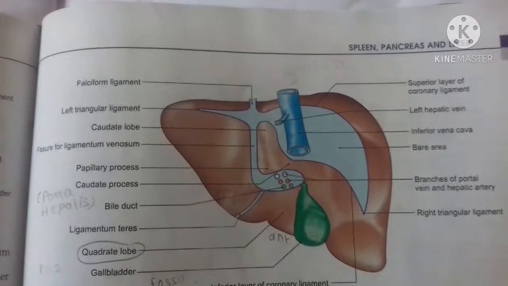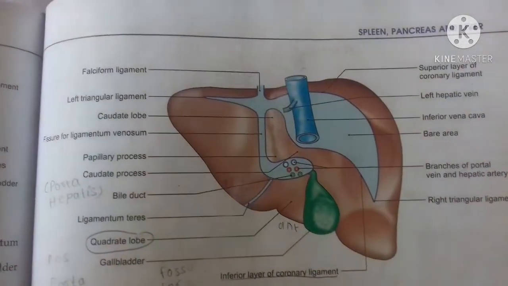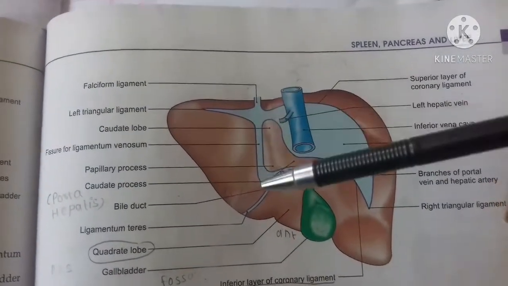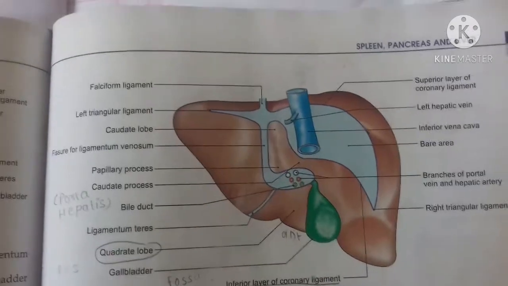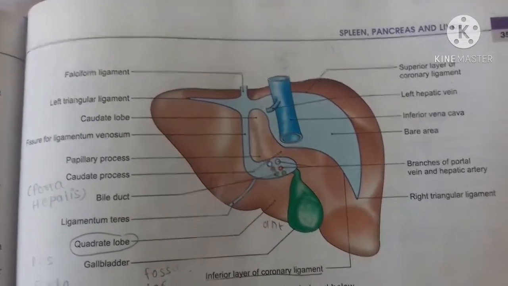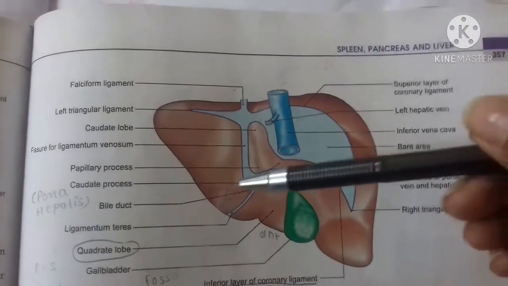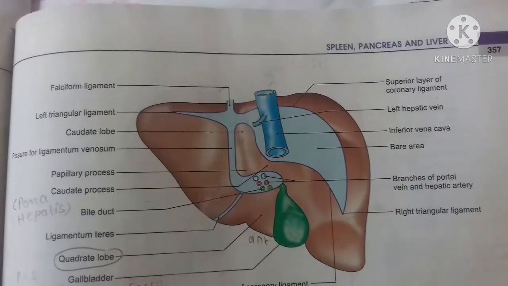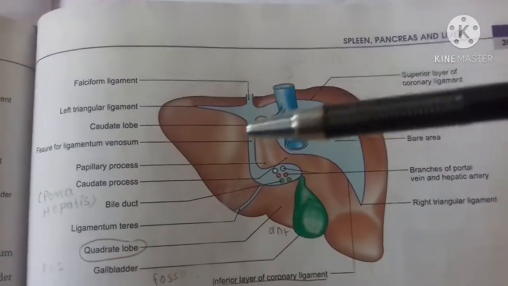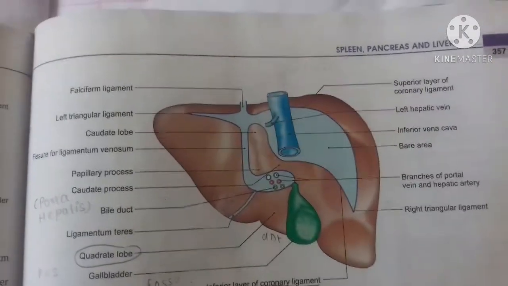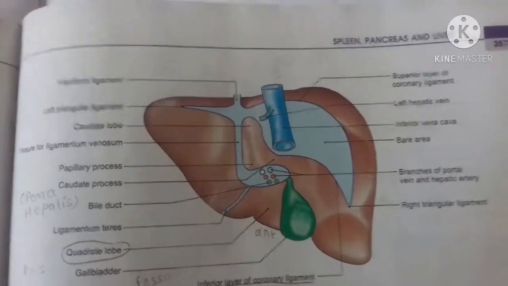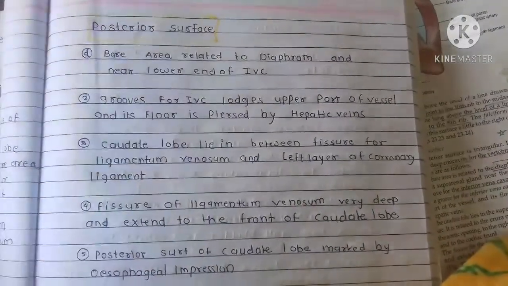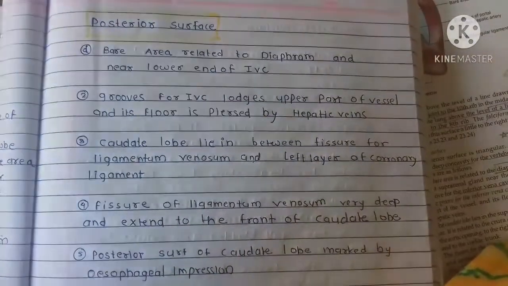Then the fissure of the ligamentum venosum is very deep and extends to the front of the caudate process. This is the front side of the caudate process. The posterior surface of the caudate lobe is marked by the esophageal impression. On the posterior surface, the bare area is related to the diaphragm and is near the lower end of the inferior vena cava.